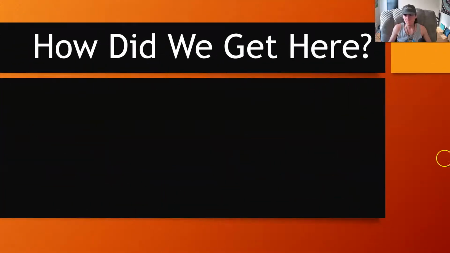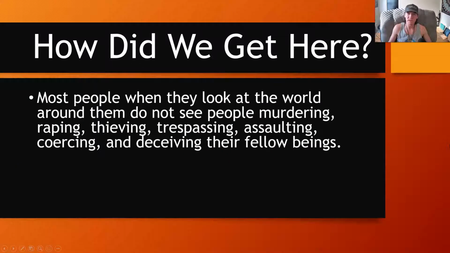So some people at this point may be wondering how we got to this point of being enslaved. Because a lot of people, at least this was what I thought when I was first understanding these concepts, when I looked around at the world, I was like, well, I don't see people murdering, raping, thieving, trespassing, assaulting, coercing, and deceiving each other. So how can it be that we're so enslaved right now if immoral behavior is what leads to slavery? And from what I see in my everyday life, I see most people behaving morally, being good people.